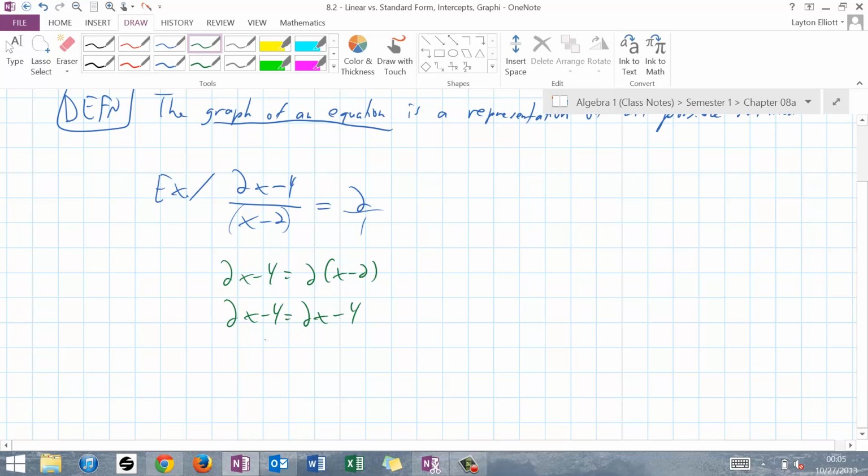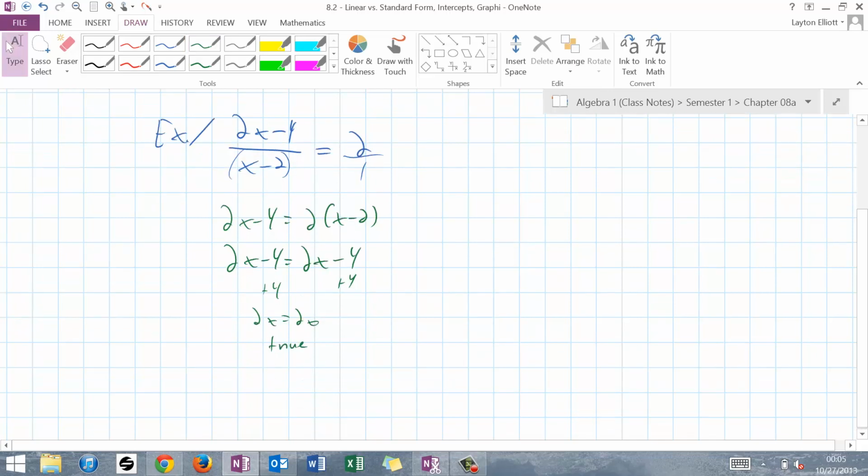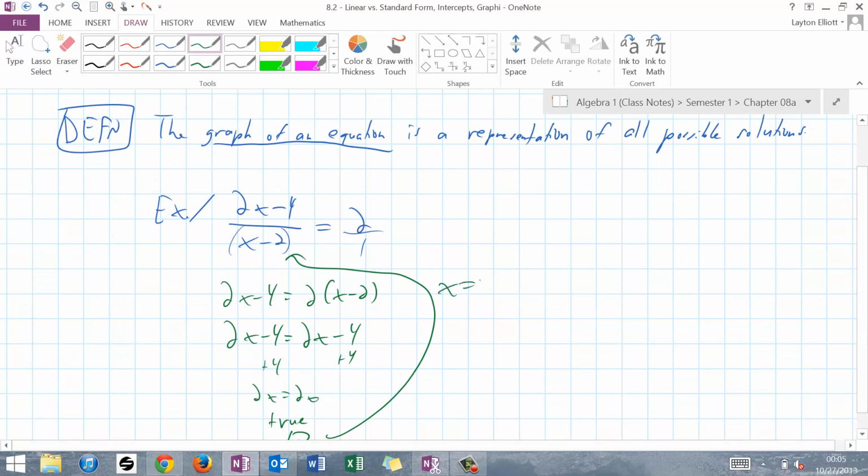You don't have to go as far as adding 4 and getting 2x equals 2x. You should be realizing right now that this is always true. And since that's true for every real number, my solution would be all real numbers. But we know that x cannot be equal to 2 because of that divide by 0 problem. So my point is not to solve that, although I snuck a problem in there just because I can.